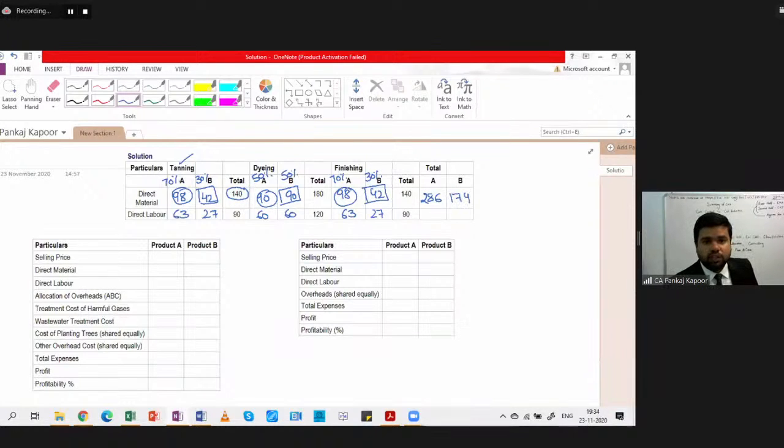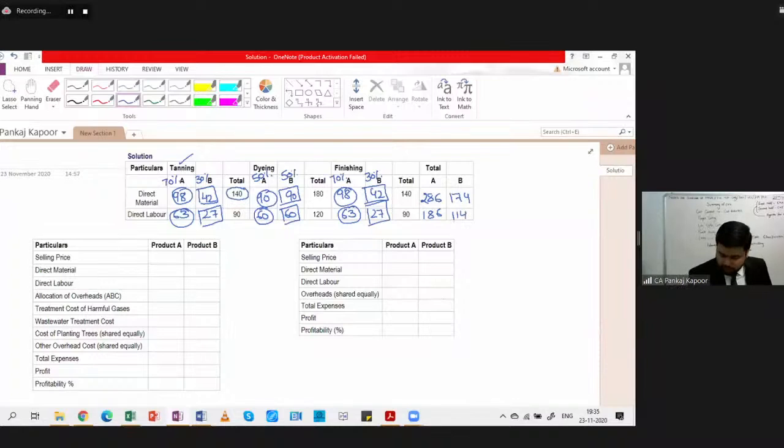Similar way, compute the labor cost for the product A. 63, 60 and 63. It will be 186. Compute the labor cost for the product B. 27, 60 plus 27. This is 114.